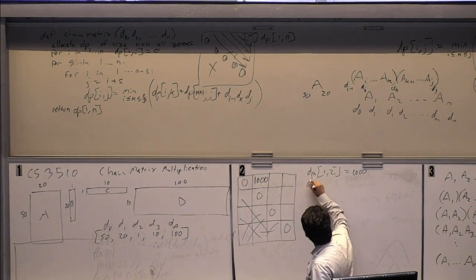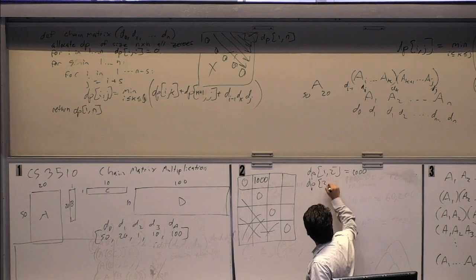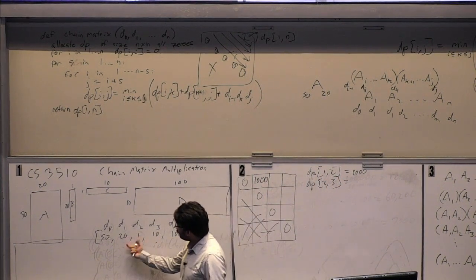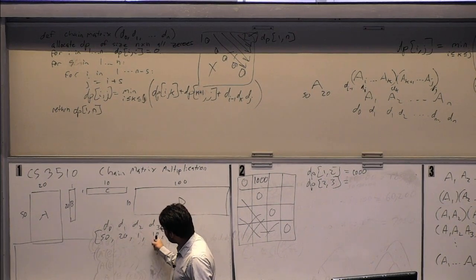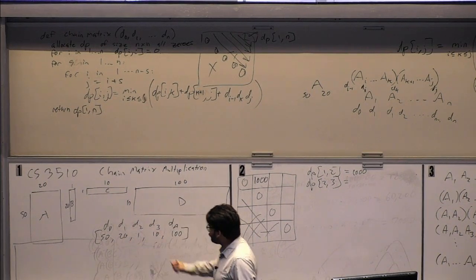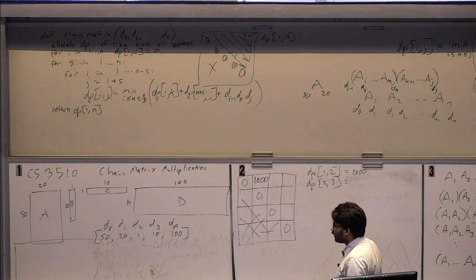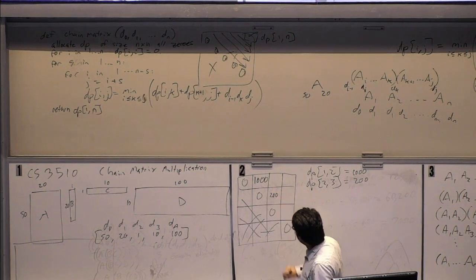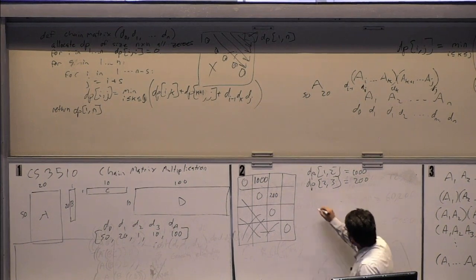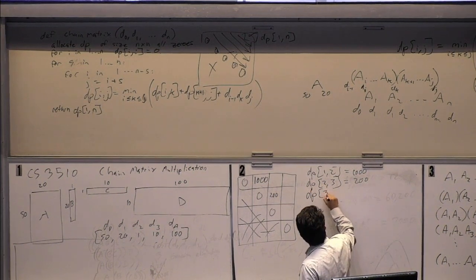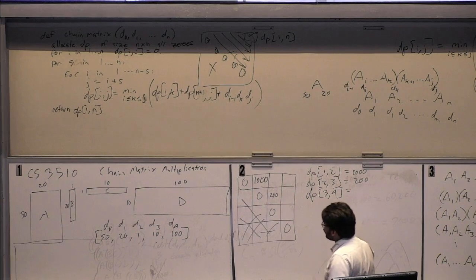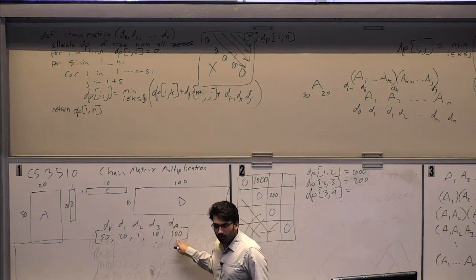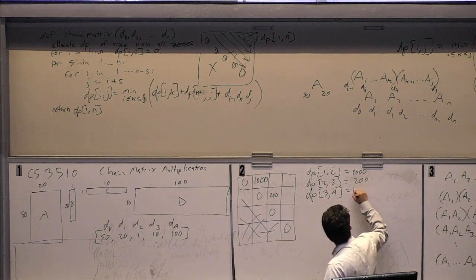What about dp of 2,3? That's going to be the minimum cost of d1, d2, d3, which is 20 times 1 times 10, which is going to be 200. So we put 200 here. And then dp of 3,4 is going to be d2, d3, d4, which is also going to be 1,000.